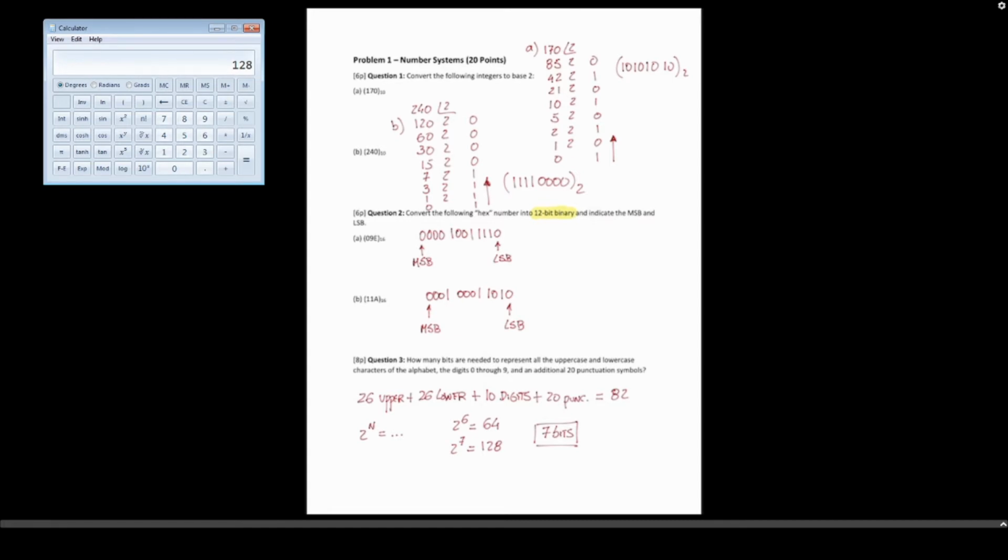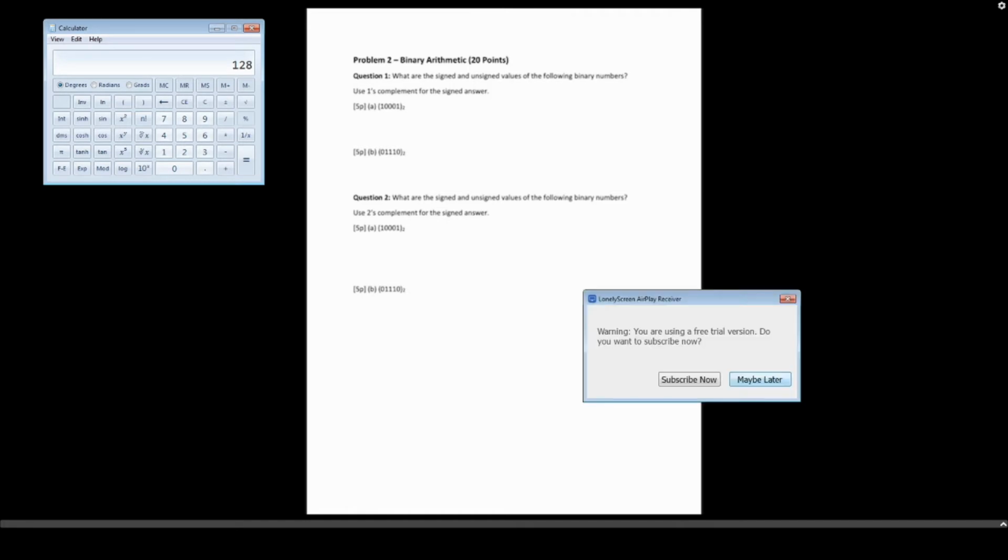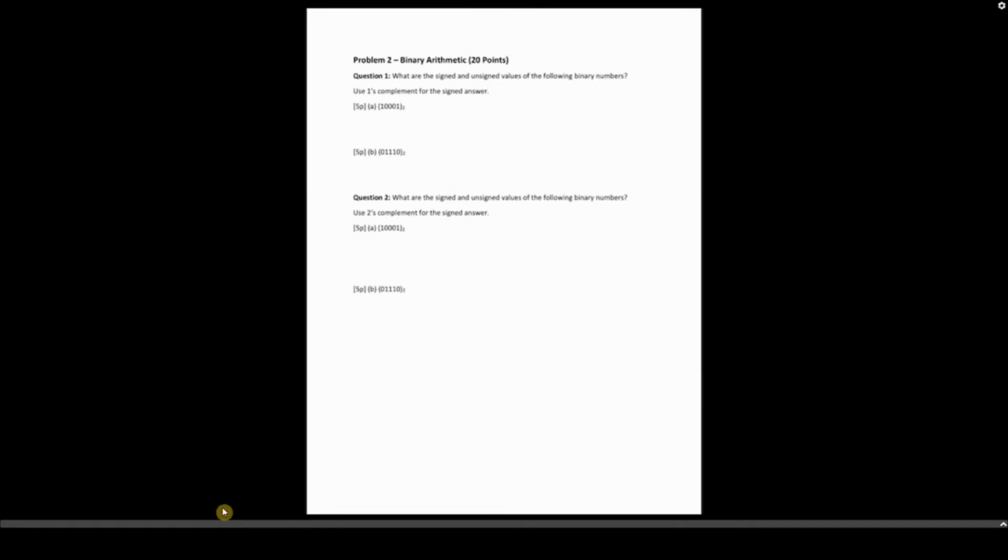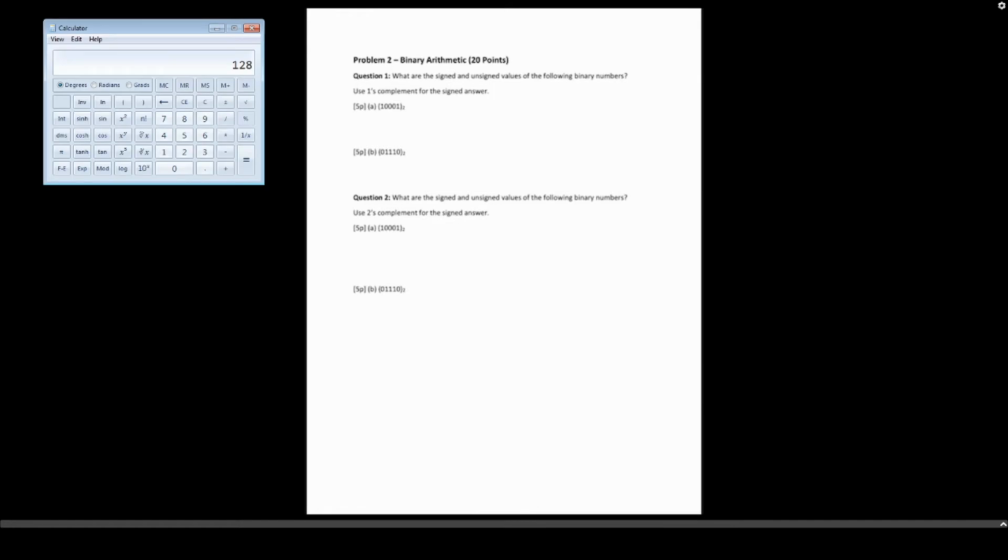All right, let's keep going. Let's go now for binary arithmetic. This is a question that a lot of people get a little bit confused on. First of all, it's asking for the signed and unsigned values of the following binary numbers.